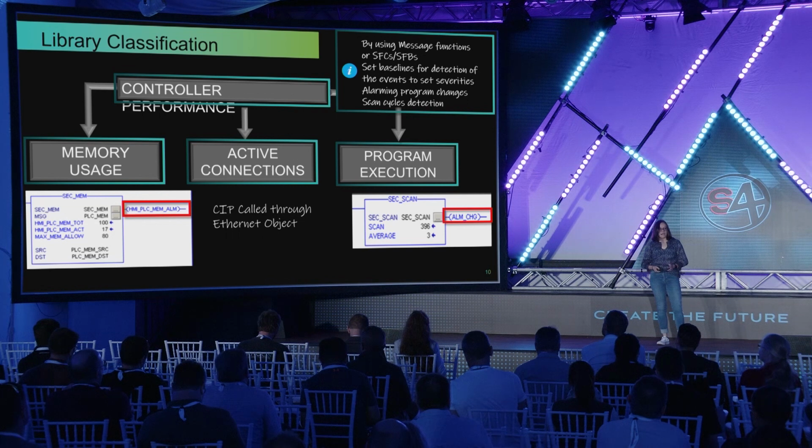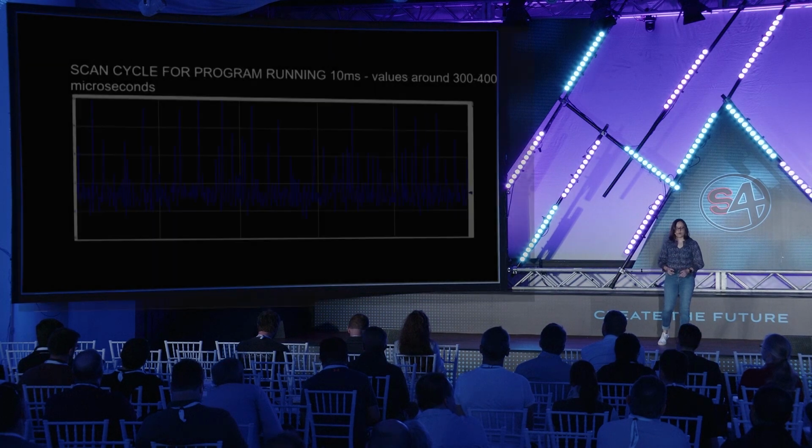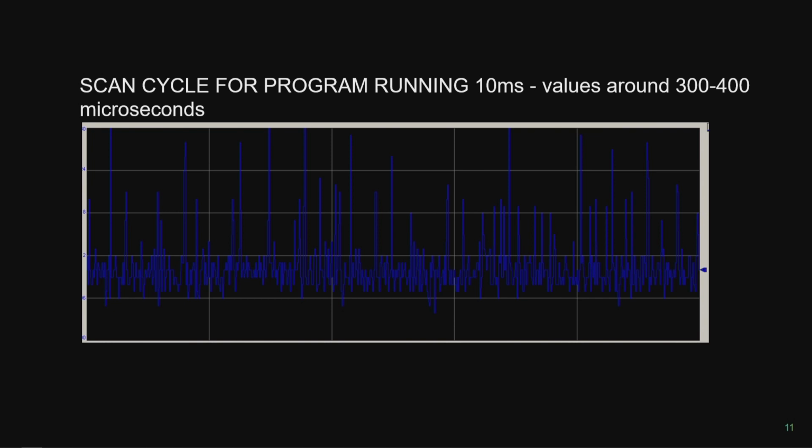The program execution is basically when we want to detect if there is a change in the logic. And this is done according to the changes in the scan cycle. So we actually detected a change, but what we see is that when you go to lower scan cycles, it's very difficult. What I'm showing here is how you detect. We are at 300, 400 microseconds detecting. So as you can see, you cannot see anything.